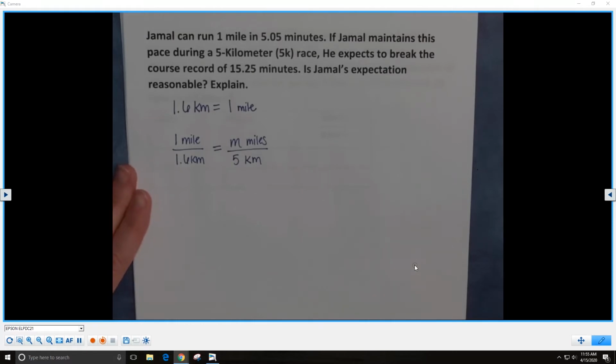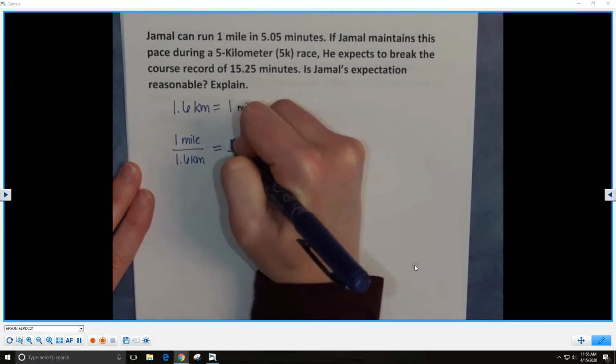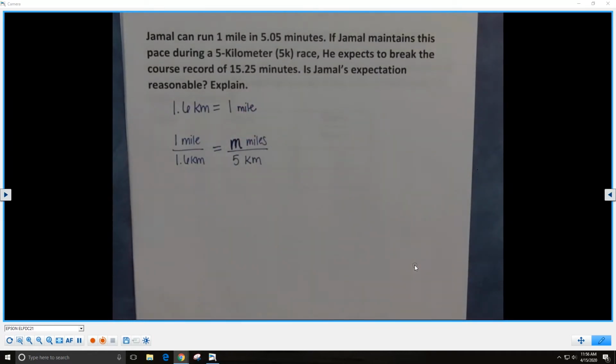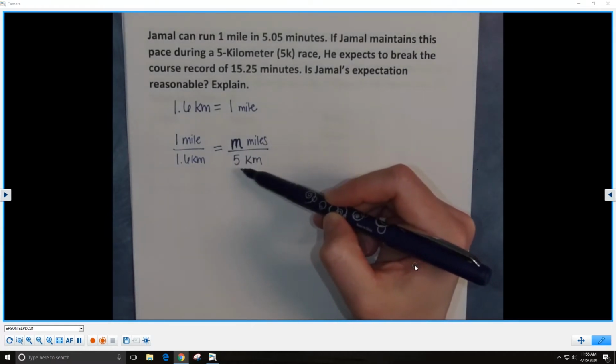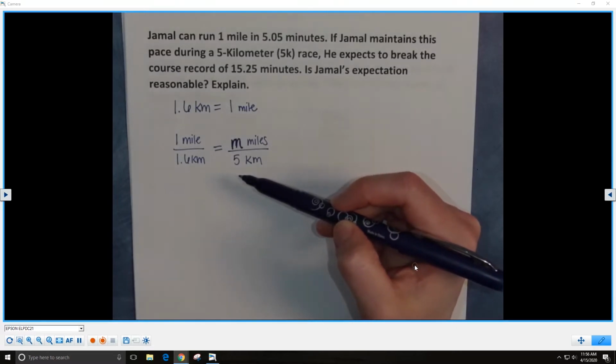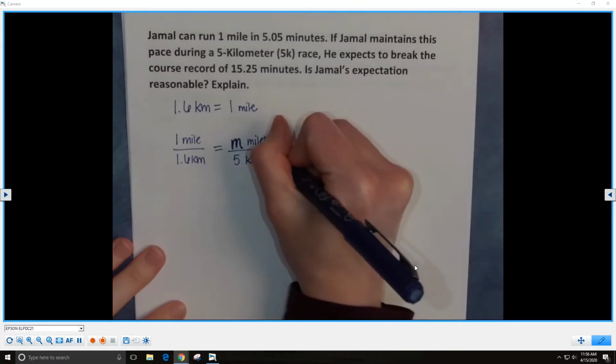We can solve this equation for m. How can we isolate this variable m? Make sure you can see that. How can we isolate that variable? Well, remember that when we solve equations, we use inverse operations. Since m is being divided by 5, we can eliminate the 5 in the denominator by doing the inverse of division, which is multiplication. Let's multiply both sides by 5.